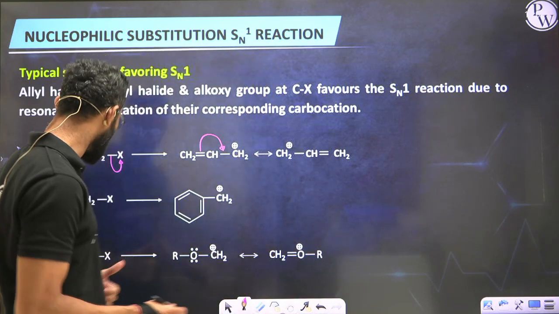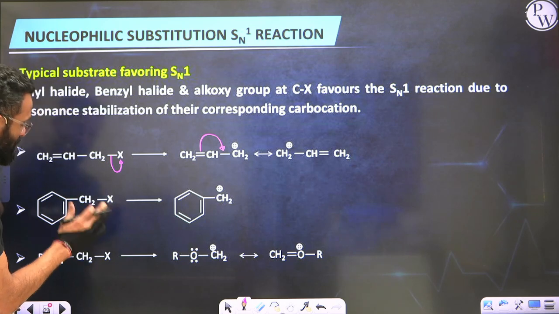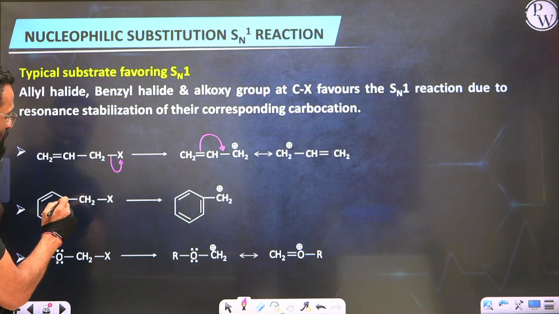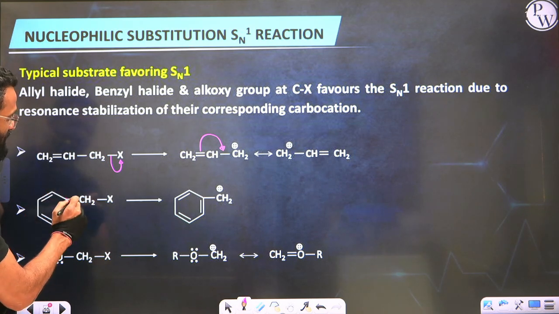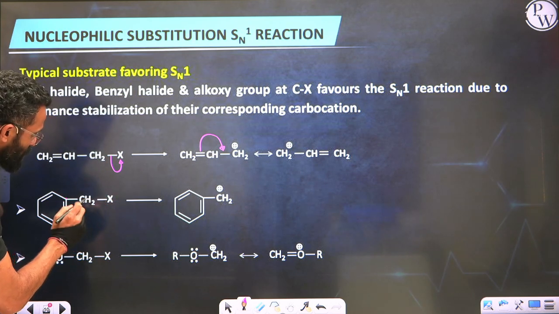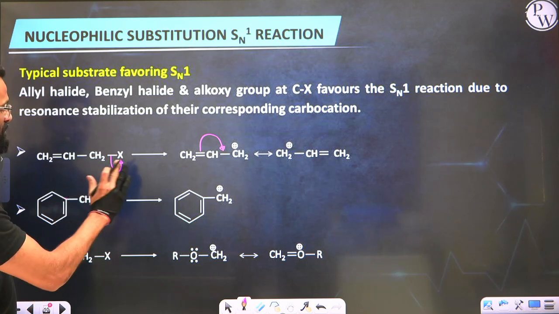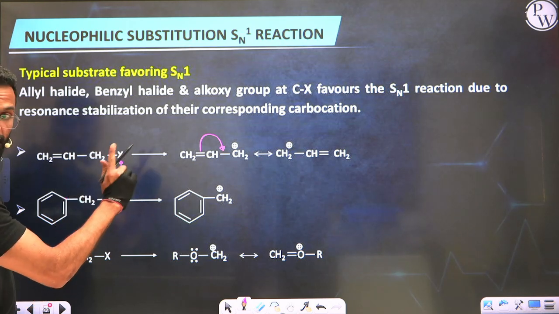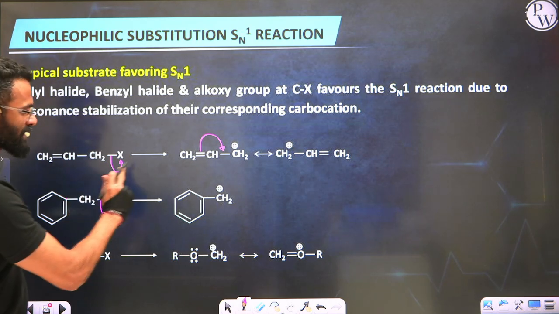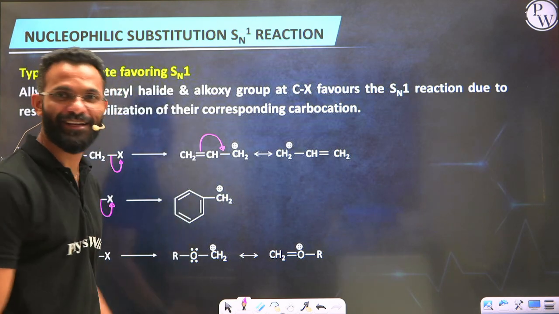Similarly, let's talk about benzyl halide. Now what is benzyl halide? A carbon which itself is sp3 connected to an sp2 carbon of a benzene is called benzylic carbon. Because the halogen atom is connected to the benzylic carbon, we call it benzyl halide. Now here as well, in presence of polar protic solvent, step 1 will be slow dissociation of the carbon halogen bond resulting in formation of a carbocation, which we'll now call benzylic carbocation.